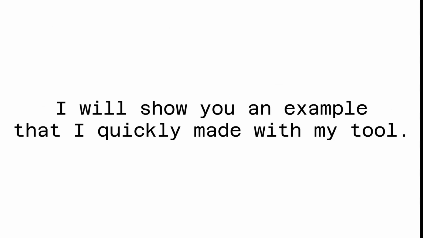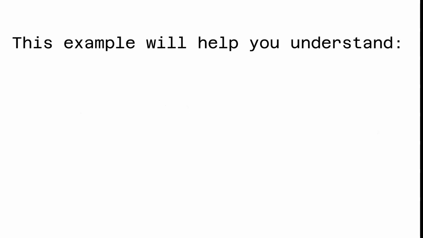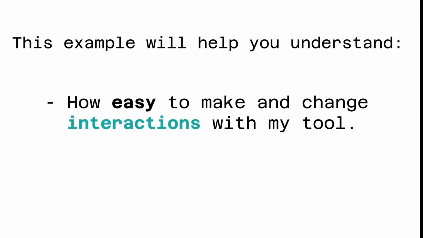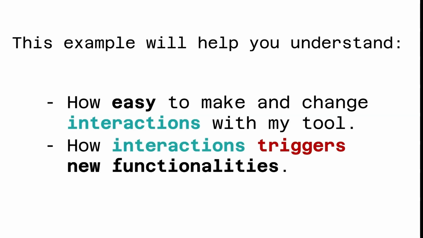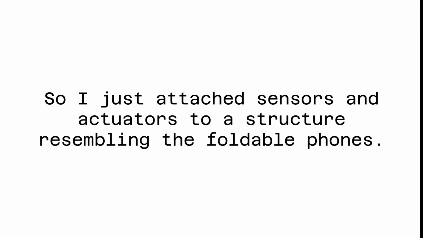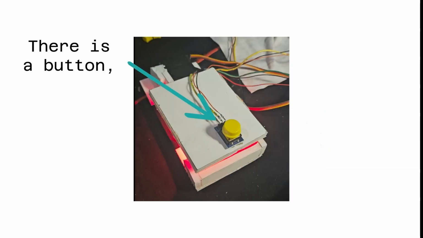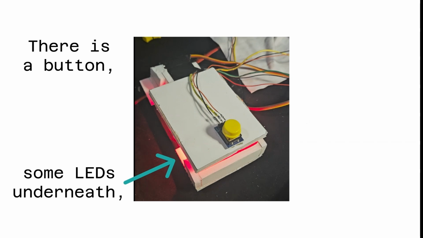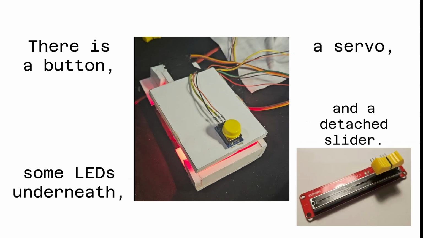I will show you an example that I quickly made with my tool. This example will help you understand how easy it is to make and change interaction with my tool, and how interaction triggers new functionalities. For example, I enjoy the interaction with foldable phones, so I just attach sensors and actuators to a structure resembling a foldable phone. There's a button on top, some LEDs underneath, a servo, and a detached slider.